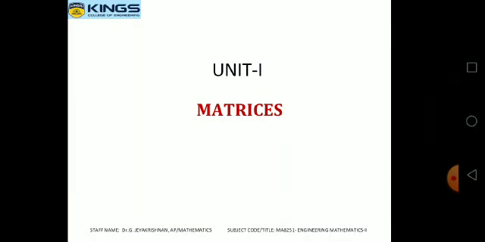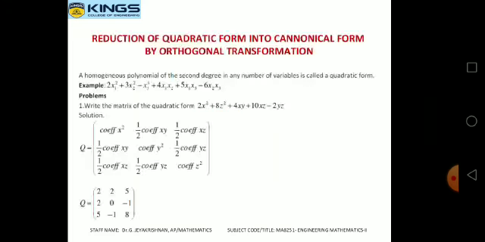Dear students, now we have to go to the first unit, Unit 1, matrices. The topic is reduction of quadratic form into a canonical form by orthogonal transformations. The definition: a homogeneous polynomial of second degree in any number of variables is called a quadratic form. Example: 2x1 square plus 3x2 square minus x3 square plus 4x1x2 plus 5x1x3 minus 6x2x3.